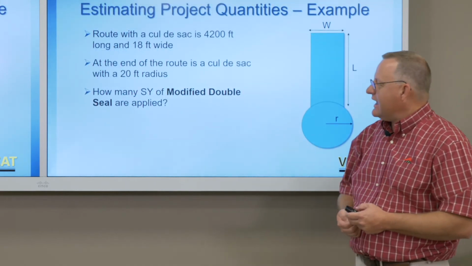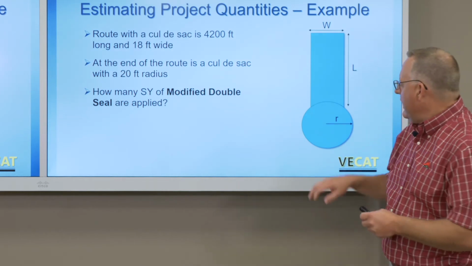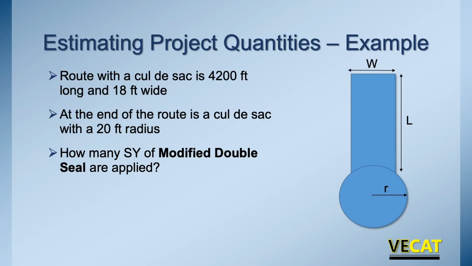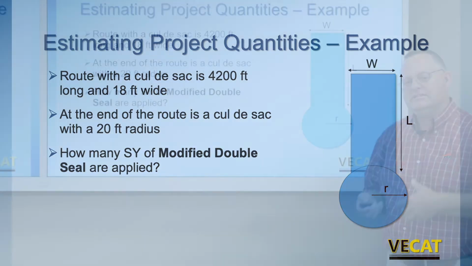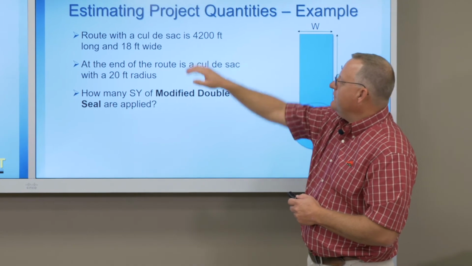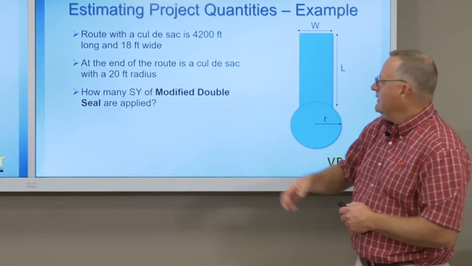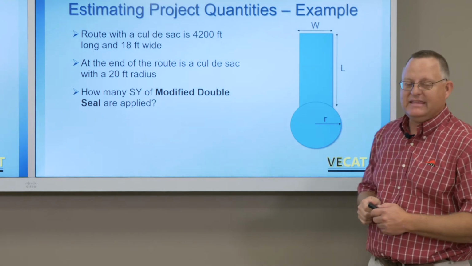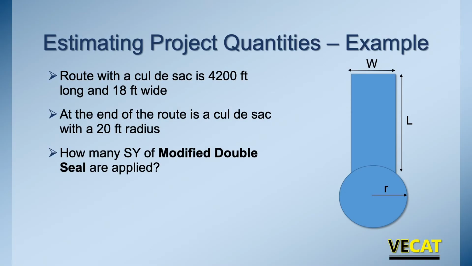If we have a cul-de-sac, it's a little different, but all we have to do now is account for the material that goes in that cul-de-sac, because now we're not dealing with a nice rectangle, where really it's a rectangle plus a circle on the end. It's not going to be a perfect calculation. It's going to be a good estimation of material. So if the road's 4,200 feet long, and this road is 18 feet wide, but we have a 20-foot radius cul-de-sac at the end, how many square yards of double modified seal are applied?